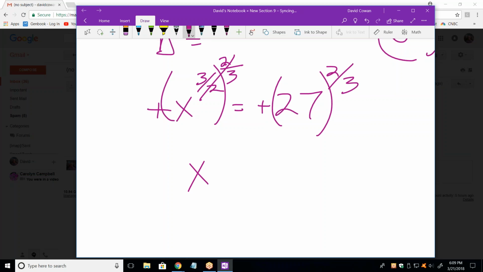And then what's 27 to the 2/3? So just 18? No, it's the cube root of 27. Oh, the cube root of 27 is 9? It's actually 3. Oh, no, never mind. 3 times 3 times 3 is 27. So then it's 3 squared. So x is 9.